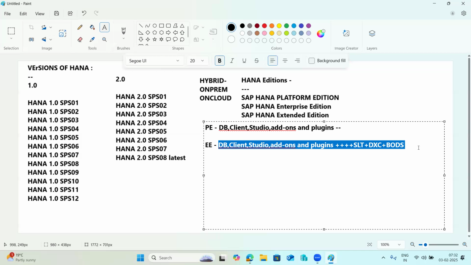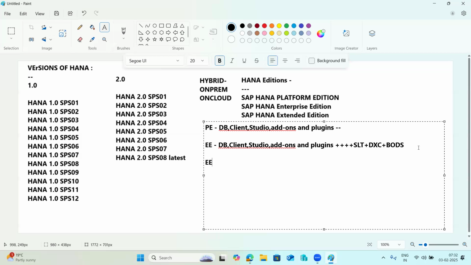At the same time, if we take the extended edition here, you will get everything the same as here. Additionally, what you will get is the Sybase replication. This is one of the additional license costs.